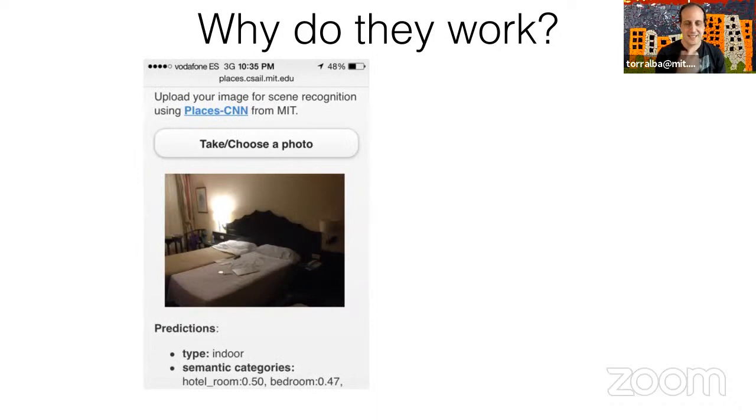So, this is an example of a picture, this is in 2013, 14, where the system is just trying to recognize places. And this is a picture that I took in a hotel room before giving a talk.